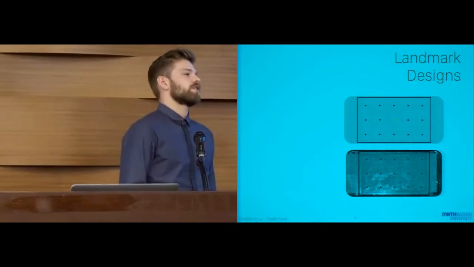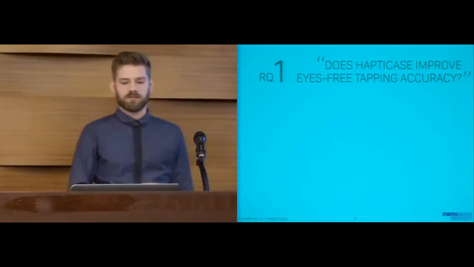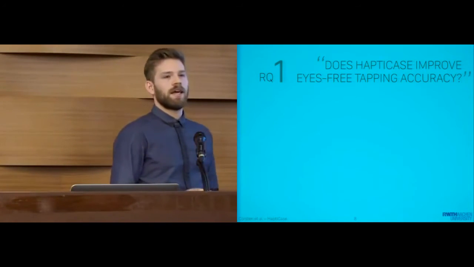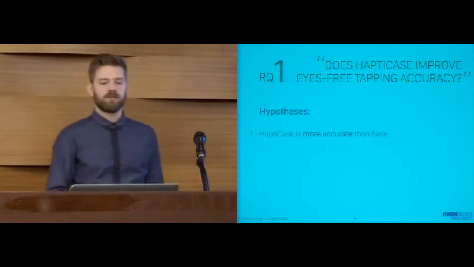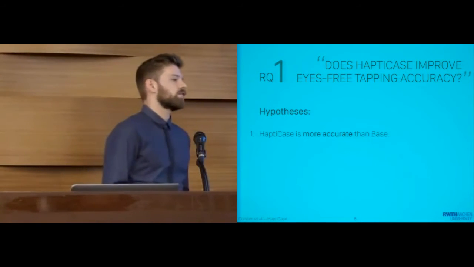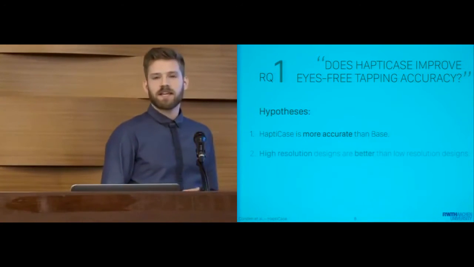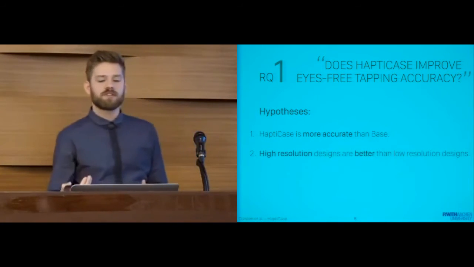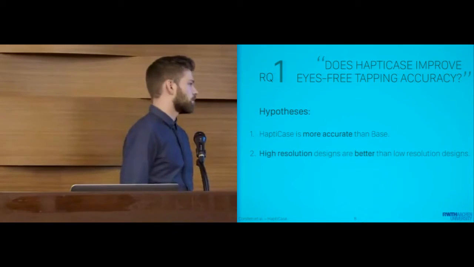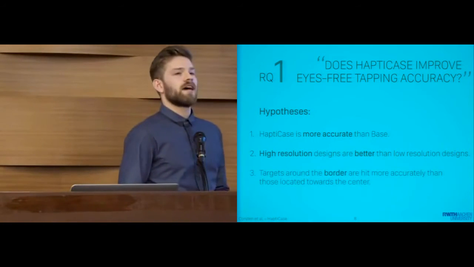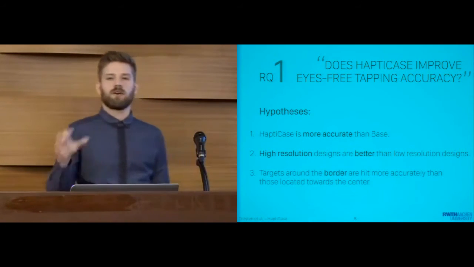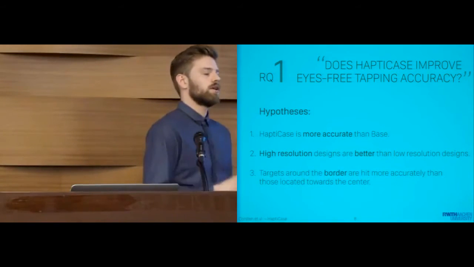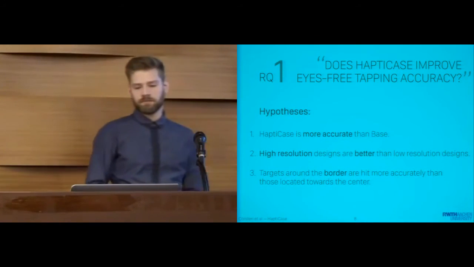We had 2 research questions regarding evaluation. The first one is, does HaptiCase actually improve eyes-free typing accuracy? And we have 3 hypotheses here. First of all, HaptiCase is more accurate than the base condition. Second, high-resolution designs, that means adding more tactile landmarks, improve tapping accuracy over having fewer landmarks. And the third one is that targets that are located around the border are more accurate to hit compared to targets located more at the center.